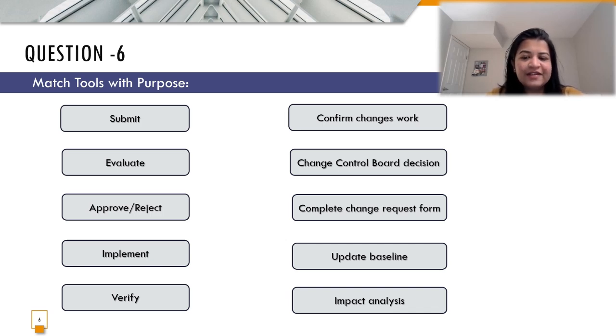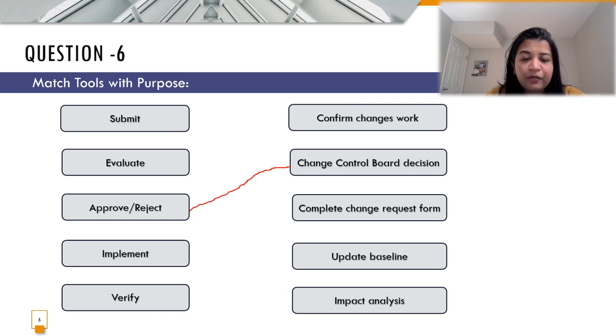I have over here submit, evaluate, approve or reject, implement and verify. And on the right hand side, I have confirm changes work, change control board decision, complete change request form, update baseline, and impact analysis. So first, the easiest one over here is approve or reject, which is definitely the change control board's decision. That's where any change request is going to be confirmed or rejected. So I'm going to map approve or reject with the CCB's decision.